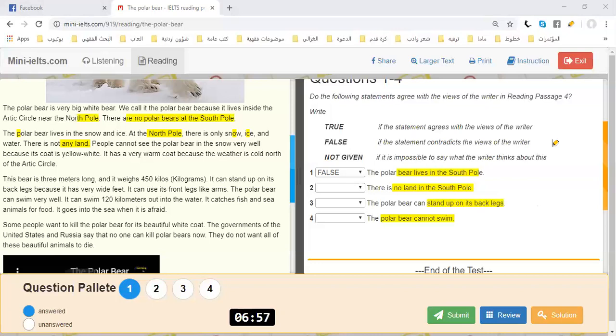Is it true? As you said, Fatima said not given. Ayma said not given. Mustafa said not given. Yeah, it's not given. Okay.